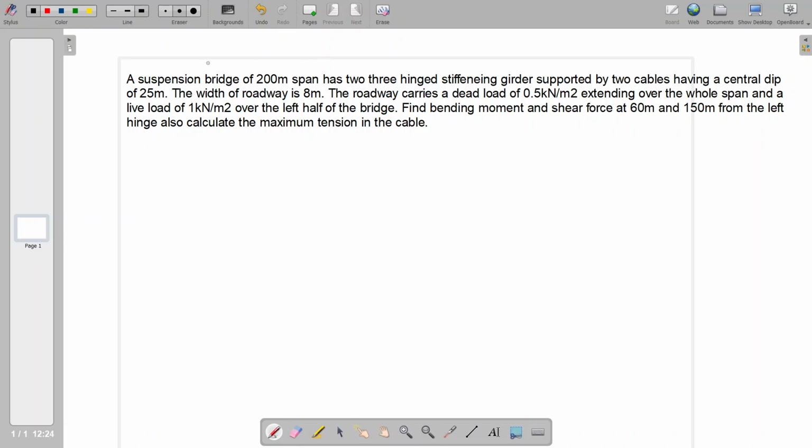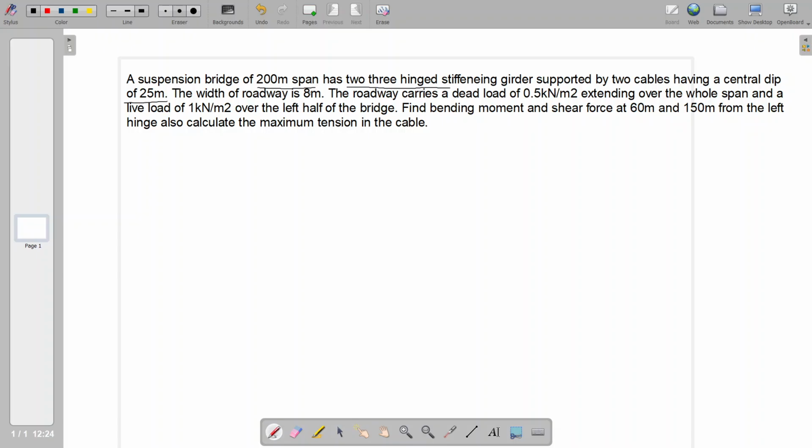Dear students, in this video we are going to solve one problem from suspension cable bridge with a stiffening girder. The problem statement is: a suspension bridge of 200 meters span has two numbers of 3-hinged stiffening girder supported by two cables on both sides having a central dip of 25 meters.